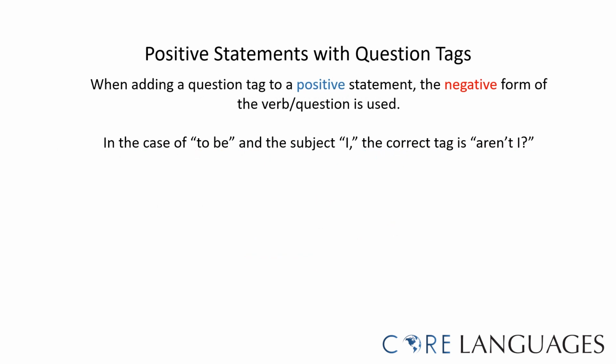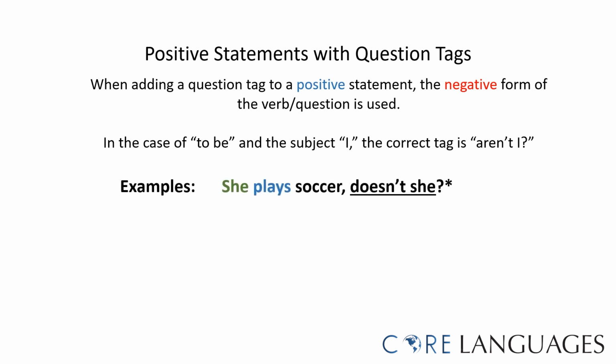When adding a question tag to a positive statement and we want to confirm whether this is true or correct or not, we add the negative form of the verb or the question. It is important to note that if we use the verb to be and the subject is I, the correct question tag is aren't I. Here are some examples. She plays soccer, doesn't she?